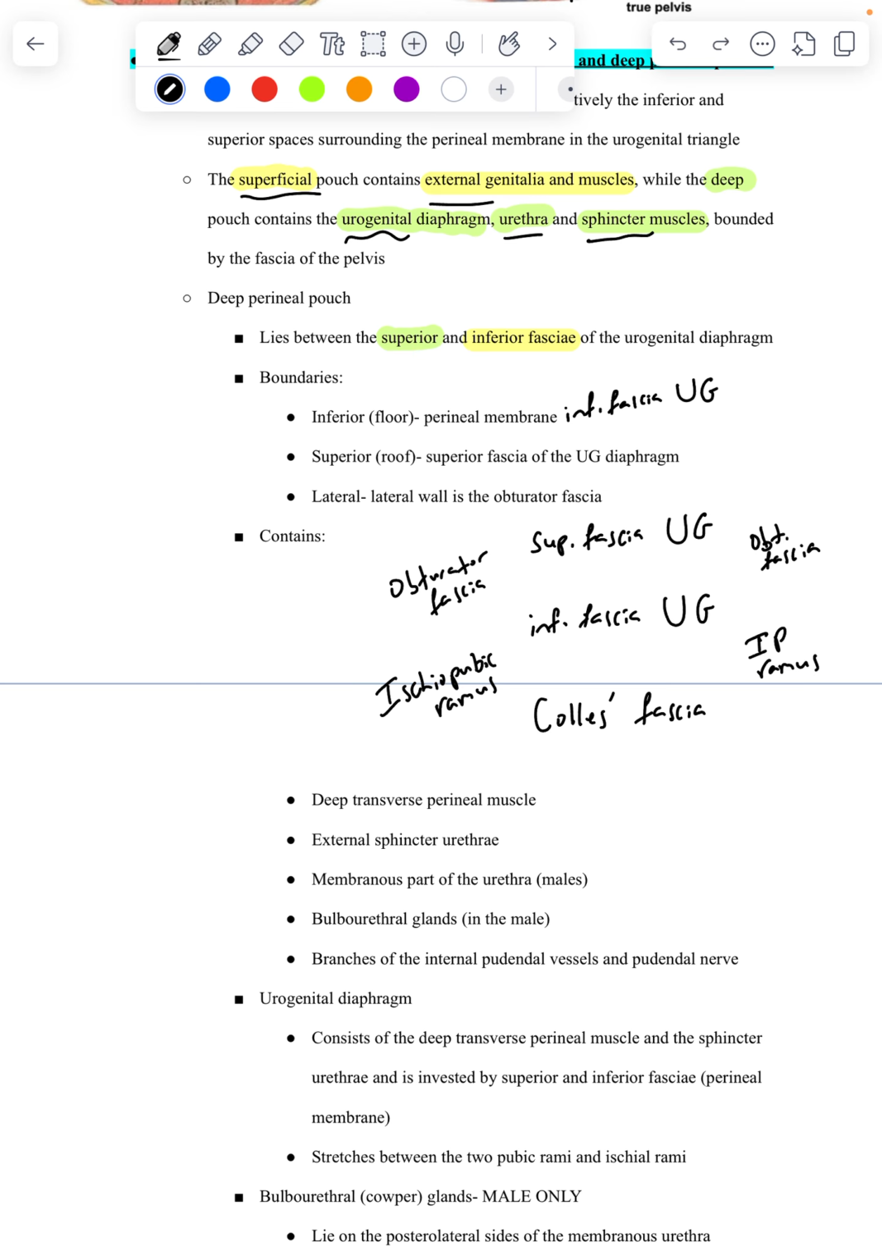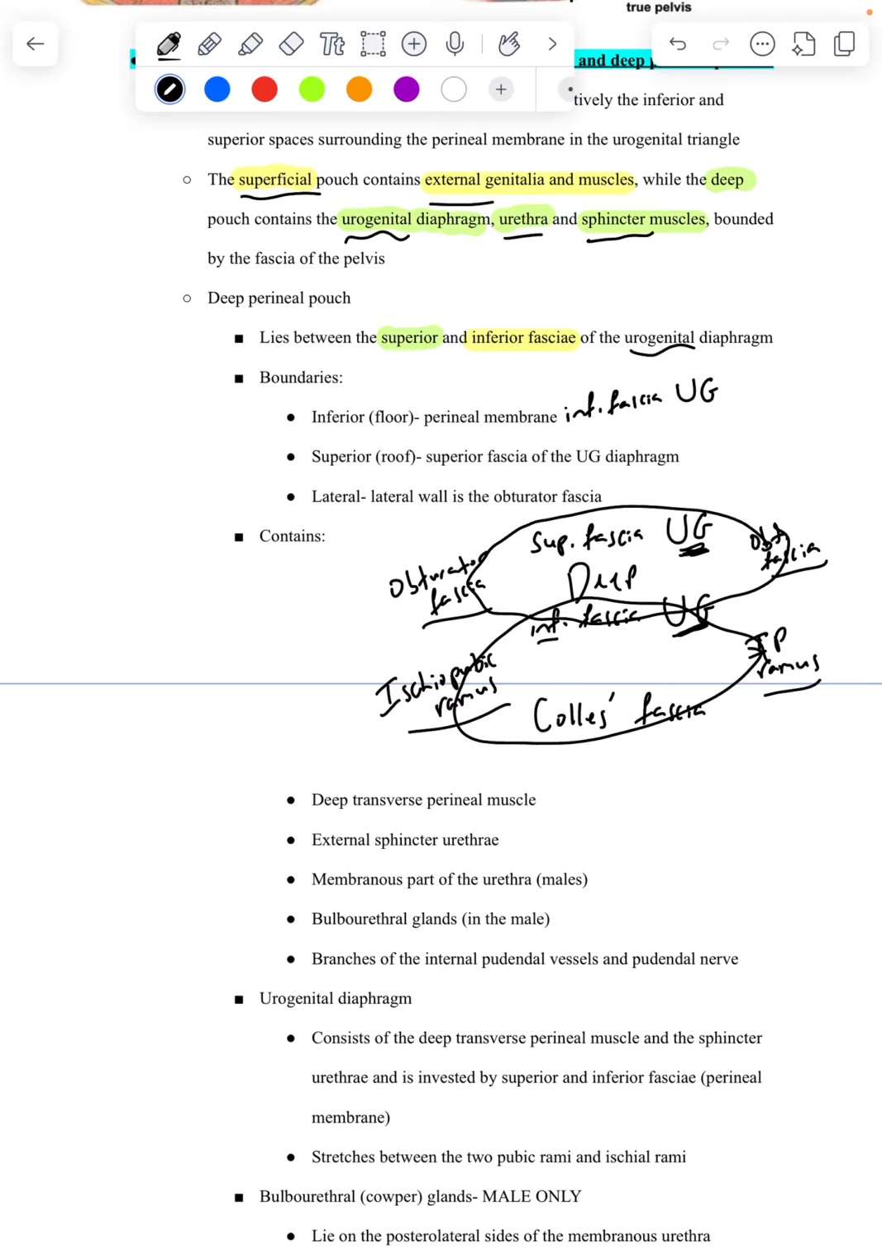I don't know if this is going to help, but you go superior fascia of the urogenital diaphragm, and then you put inferior fascia of the urogenital diaphragm, and then Colles fascia on the bottom. This top, sort of diamond shape, will get obturator fascia on the side, or laterally, and the lower diamond will get ischiopubic rami, or ramus, on each side. That will give you your deep pouch, and this would be your superficial pouch.